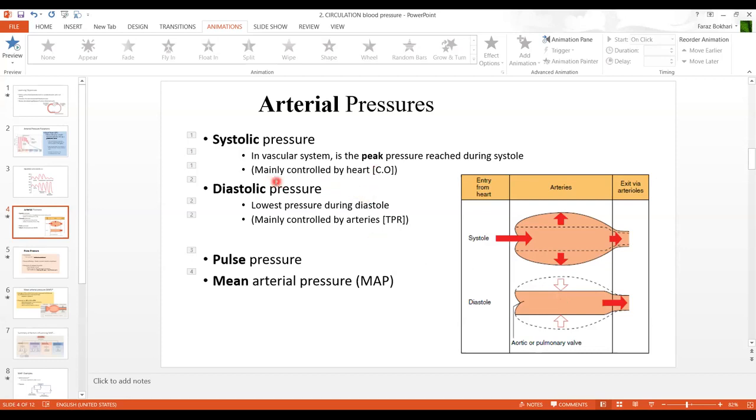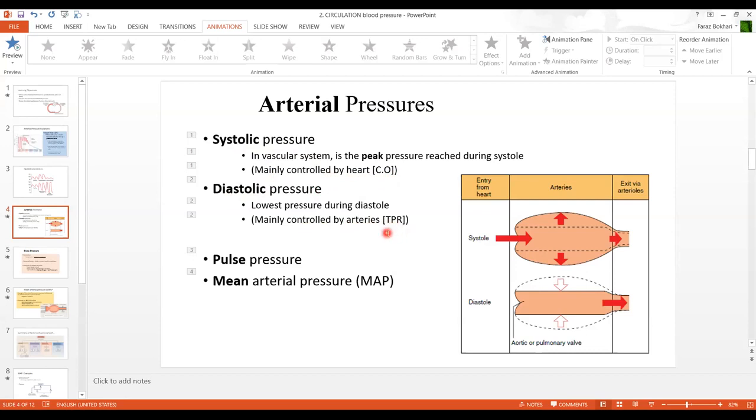Some bits correlating it to the heart, the systolic pressure of the artery. Now, from now on, whenever I say systolic and diastolic, unless I mention it, it basically means systolic and diastolic phase of the arteries. So systolic pressure basically is under the control of cardiac output. The diastolic pressure is under the control of the arteries themselves. TPR is total peripheral resistance. We have spoken about it in the first lecture.